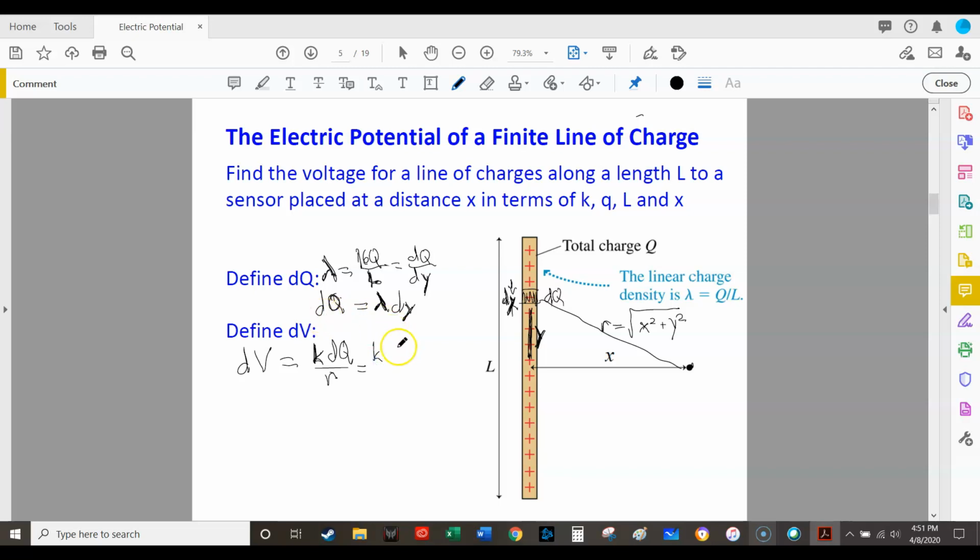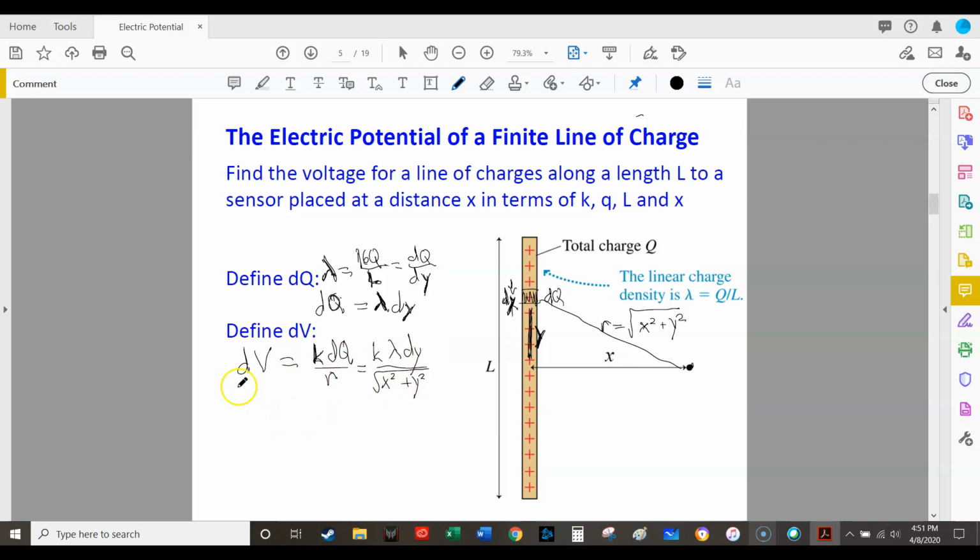So I'm going to substitute in k, and our dq is now going to be lambda dy over r, which is the square root of x squared plus y squared. Let's go ahead and take this a little bit further. Okay, so this is our base equation.